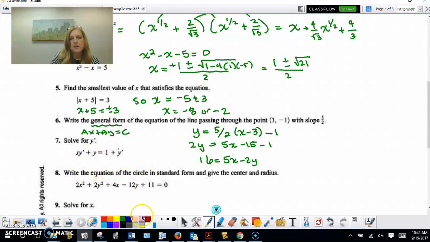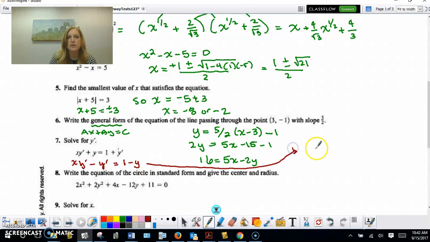Solving for y prime, just a common little strategy. Make sure you know that you have y prime on both sides. So you're going to need to get the y primes together. So I'm going to move them. I'm going to have x y prime minus y prime. Move the y over to this side, 1 minus y. And then from there, you're going to factor out this y prime. I did not plan ahead for my work, so we'll come over here. So we would have y prime times x minus 1 equals 1 minus y, and then we would divide. So we would have y prime equals 1 minus y over x minus 1.